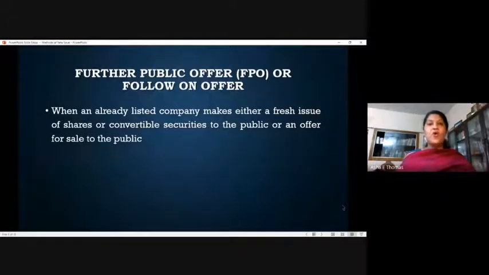follow on offer or further public offer. FPO, further public offer. The name itself says that a company coming again with an offer to the market will be brought under the category of FPO. They have already gone for the first time through the IPO. Now they are again trying to make an offer to the public. Maybe they are going with a new development activity, or maybe they are thinking about expansion of their business, and in that context they need funds, so they are coming into the market with a further public offer.